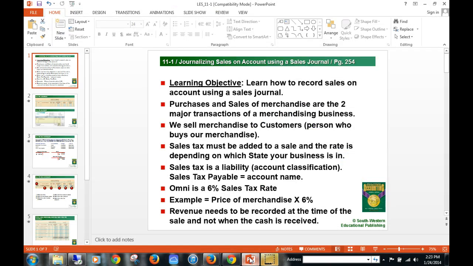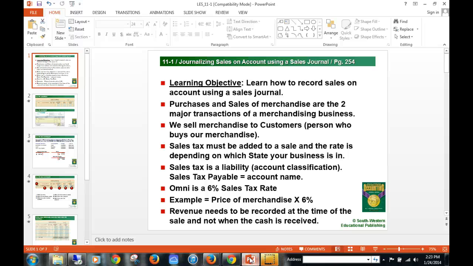Okay, Chapter 11. Chapter 11 is a continuation from Chapter 10 in that we had talked about there are 5 journals which we're going to use in a partnership business. Again, to review from Chapter 10, we use the purchases journal, which was any kind of merchandise that we buy on account from another vendor.